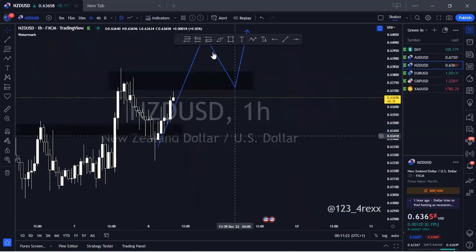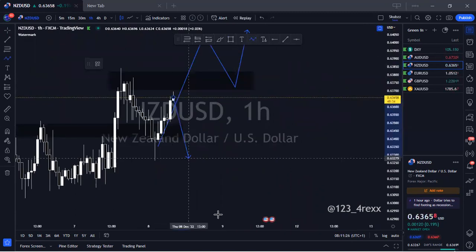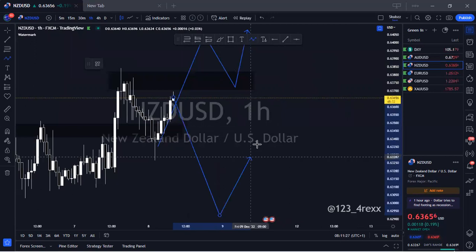Now, what if we don't break above? We can look to see if price will shift again to the downside, but that will actually be frustrating. So let's just watch and see how price behaves.